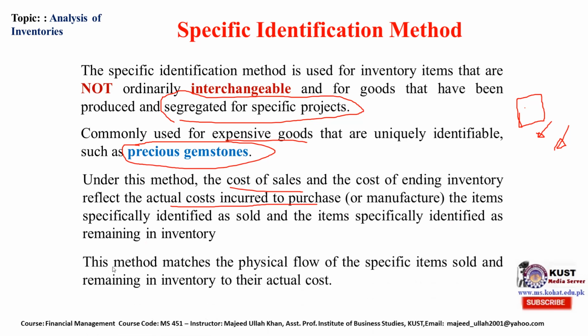So this method matches the physical flow of specific items sold and remaining in inventory to their actual cost. Means physical flow of the inventory and reporting cost are same.